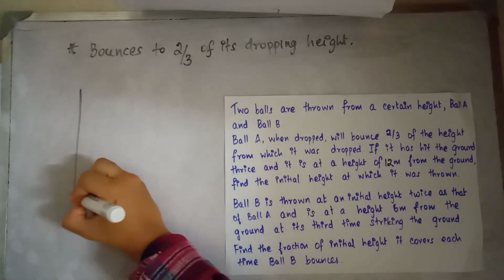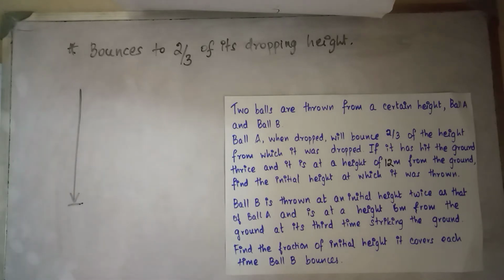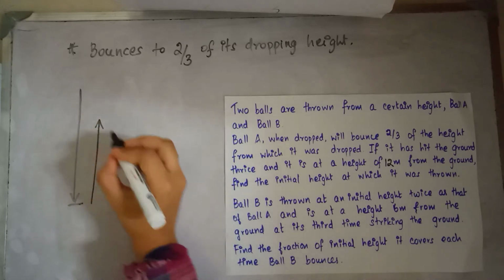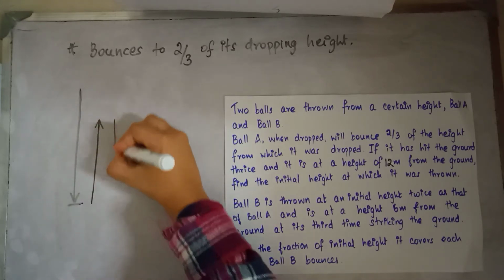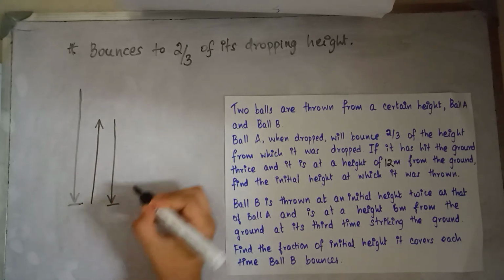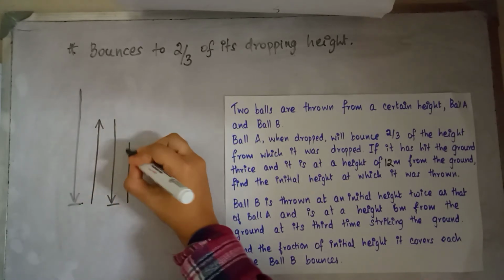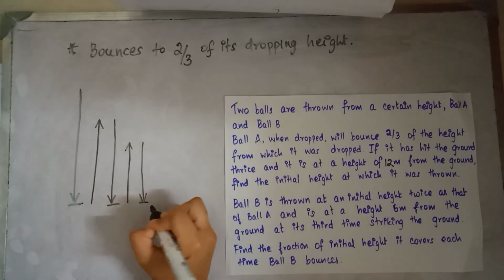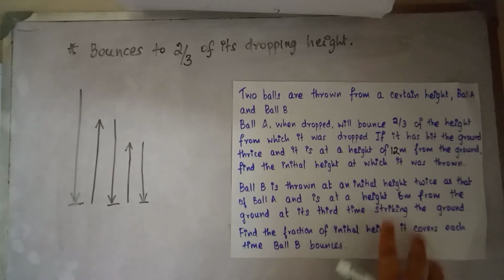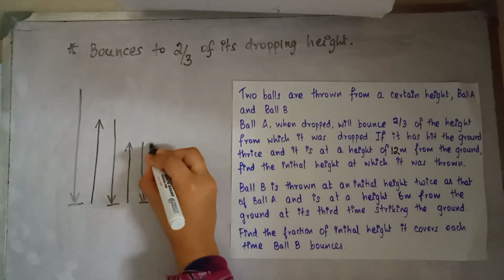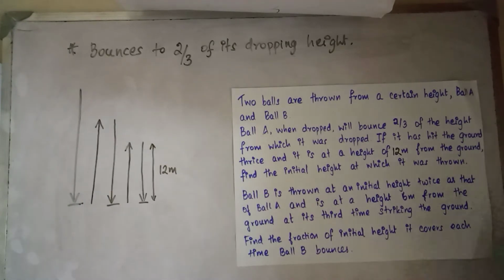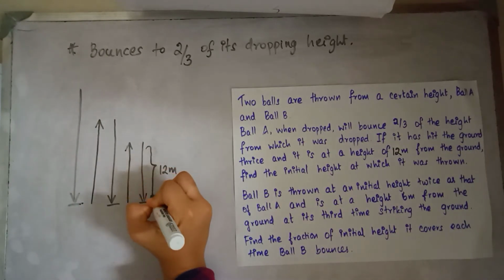This is the first time it hits the ground and then it bounces up by 2/3 and then it hits the ground again. It bounces up by 2/3 of this and it hits the ground again. So it hits the ground thrice and it is at a height of 12 meters from the ground. So this height is 12 meters. I'll take away this arrow because it might confuse you. I'll put it like this.